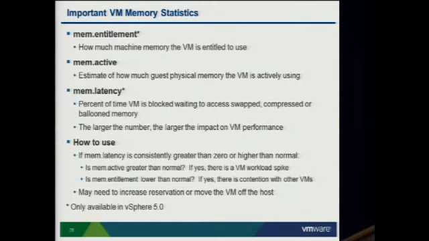Well, it means that there's contention with other VMs. Maybe other VMs actually are having a workload spike, and there's not quite enough capacity on this host to satisfy memory requirements. So in both cases, you might want to increase the reservation of your VM or just do some load balancing. And indeed, DRS, if you're running it, should take care of this sort of situation.